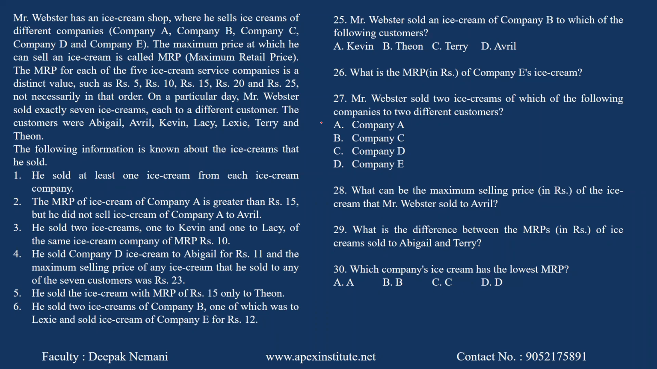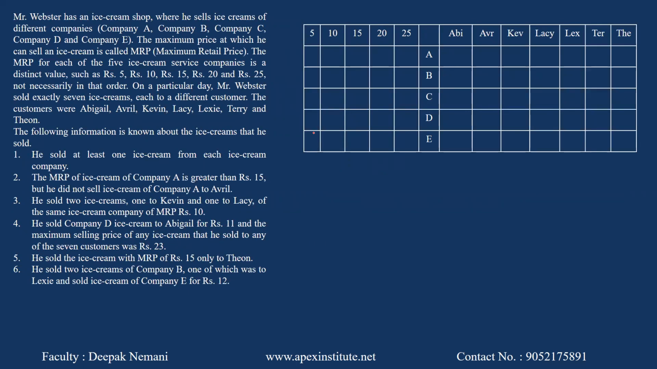So in this question, Mr. W has an ice cream shop where he sells ice creams of 5 different companies, A, B, C, D, and E. The maximum price at which he can sell an ice cream is called MRP. The MRP for each of these 5 ice cream companies is a distinct value, such as rupees 5, 10, 15, 20, and 25. Okay. Not necessarily in that order.